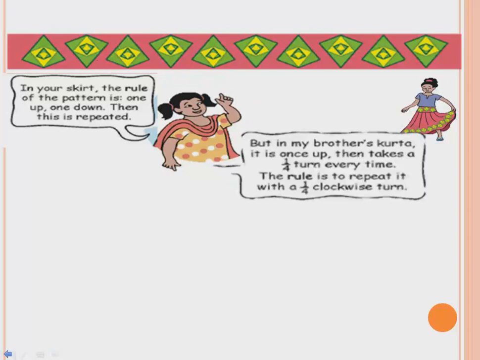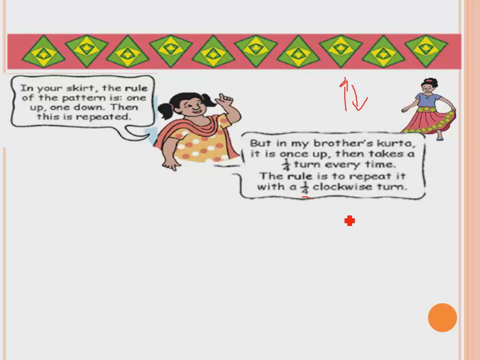But in my brother's kurta, it is once up, then it takes a 1/4 turn every time. The rule is to repeat it with a 1/4 clockwise turn. So, what is she saying here, children? She is saying that the same design her brother has follows a 1/4 turn. Her design was up, down. Yes or no? Once up, once down. But her brother's design is a 1/4 clockwise turn.